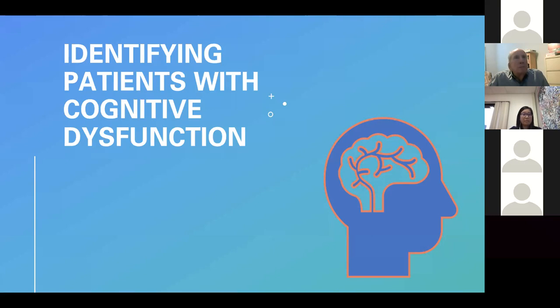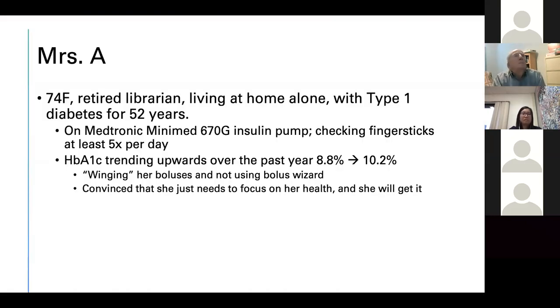And I'm just going to present two cases of patients that I encountered during my geriatric diabetes fellowship who were not initially identified as having cognitive dysfunction as they presented quite well. And sometimes it can be difficult to identify these patients, and I'll give you some tips in the next few slides. So Mrs. A, she is a 74-year-old woman.